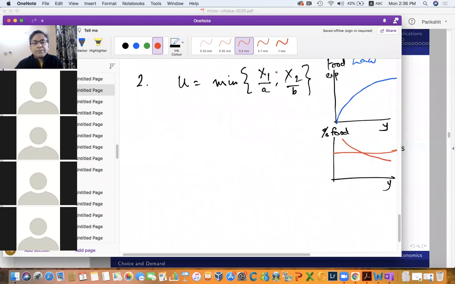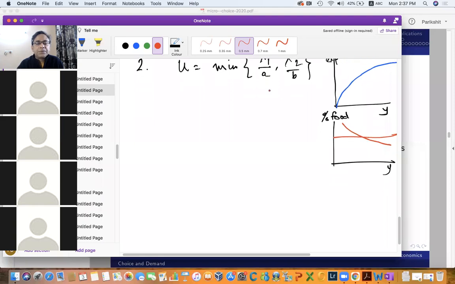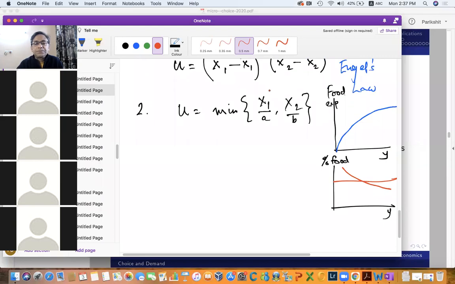All right, so let's get back to this min function. First of all, let's try to draw the indifference curves in this case. What will the indifference curves look like? L-shaped. The L-shaped curves.